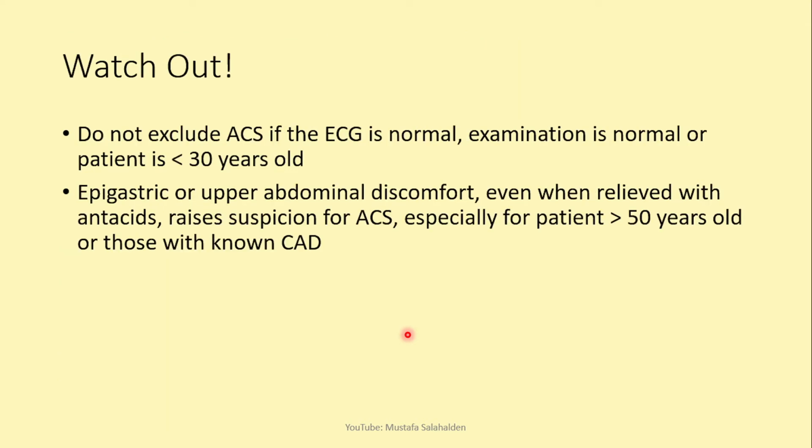Now I want you to watch out for this stuff. Do not exclude acute coronary syndromes if the ECG is normal, the examination is normal, or the patient is less than 30 years old. Epigastric or upper abdominal discomfort, even when relieved with antacids, raises suspicion for acute coronary syndromes, especially for patients more than 50 years old or those with known coronary artery disease. So antacids that relieve epigastric pain do not exclude acute coronary syndrome. It raises the suspicion for it.